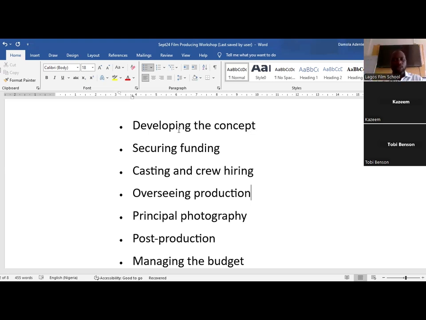Good. All right. So securing funding, casting and crew hiring, overseeing the production. It was on this overseeing the production that I said there are two things we do to oversee the production: scheduling and budgeting. That's how I got on all of this journey, explaining scheduling, explaining budgeting. I think we're good with that.